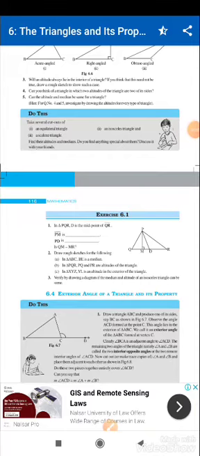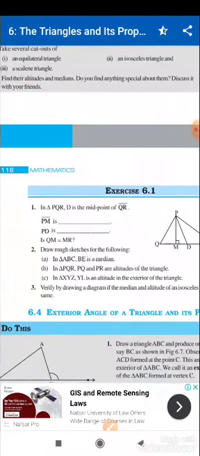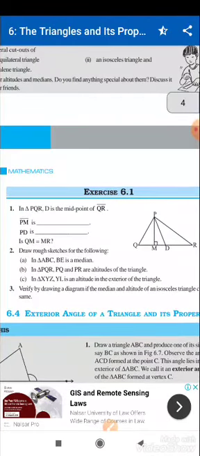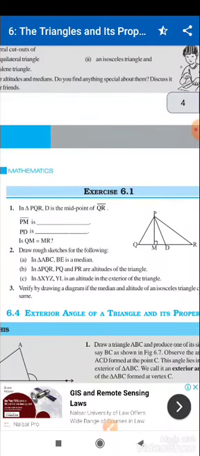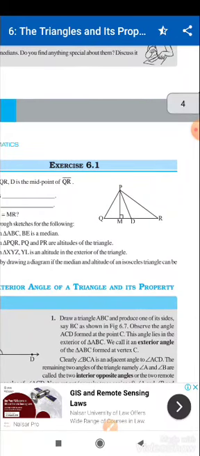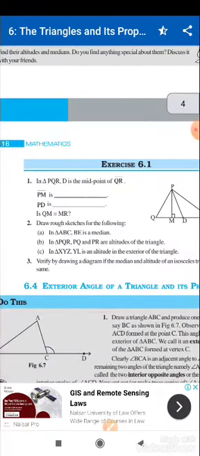Now we are going to start our exercise 6.1, and the first question of this exercise is, in triangle PQR, D is the midpoint of QR. So the question is, PM is. Now you can see in this diagram that PM is perpendicular to the side QR. So PM is the altitude of the triangle PQR. So the answer of the first part is, PM is the altitude.